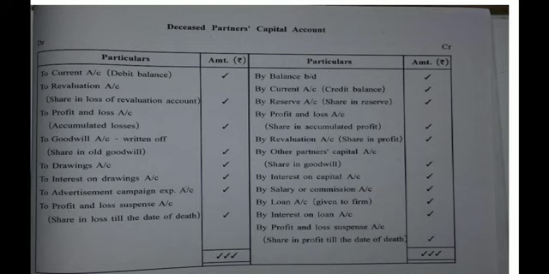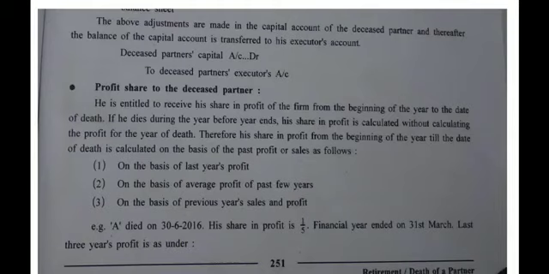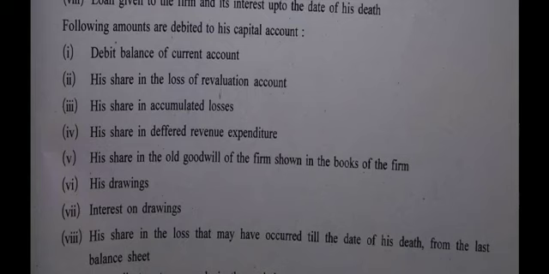Then we have profit and loss suspense account. This is share in loss till the date of death. This is the last point that we have studied here. Here, if you can see on your screen, the last point here that I have explained. We'll understand this practically in long sums.